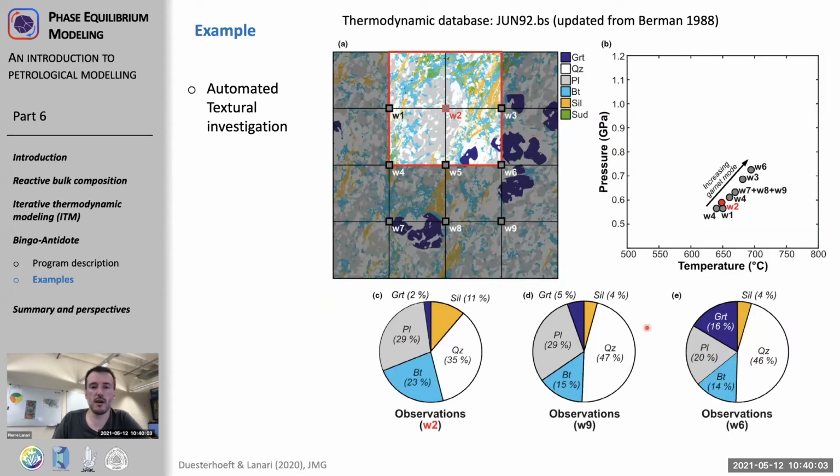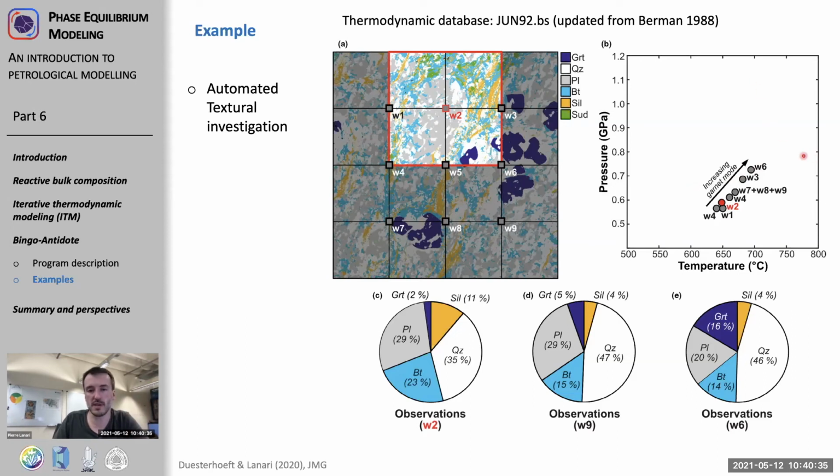Now, we can do some textural investigation. Here, for example, I have this window in red that can be moved over the area. So we calculated for 9 different regions the optimal PT conditions with the Berman database. And you might get some differences here in your PT diagram, depending on which region you analyze. And it's mostly dependent in this case on the amount of garnet that you have in your local bulk composition. So we could discuss that.